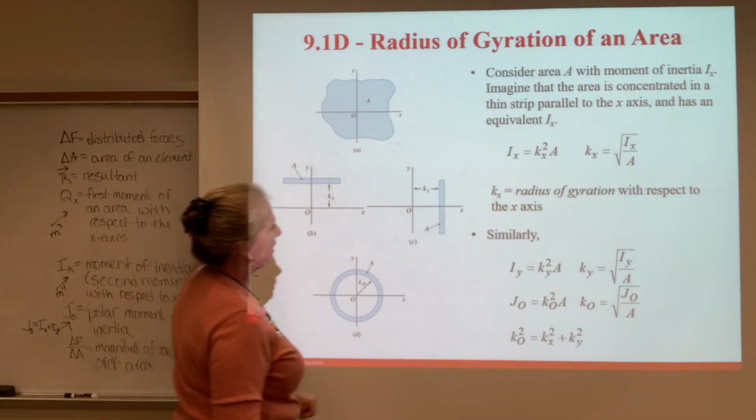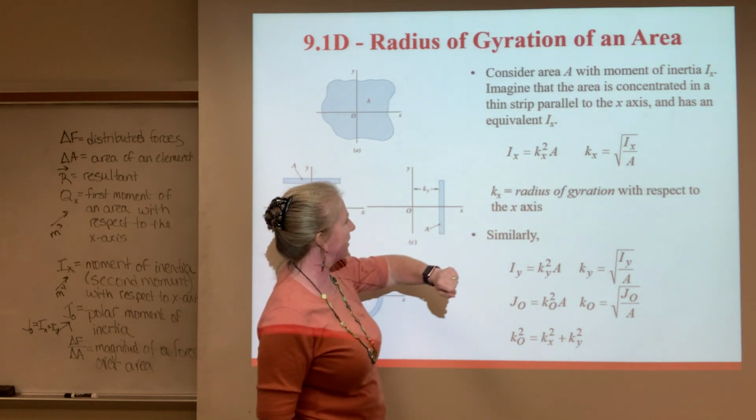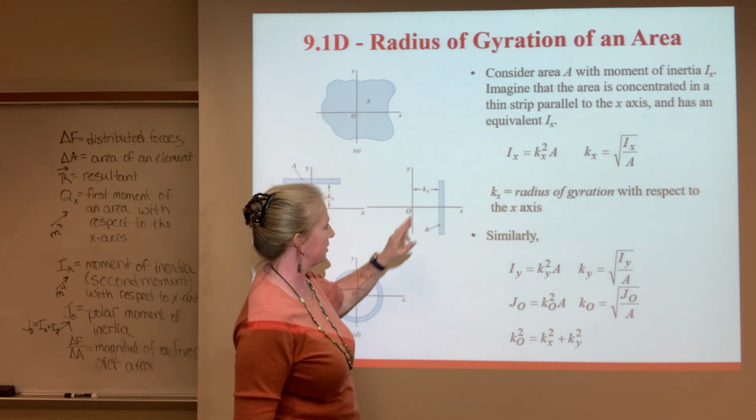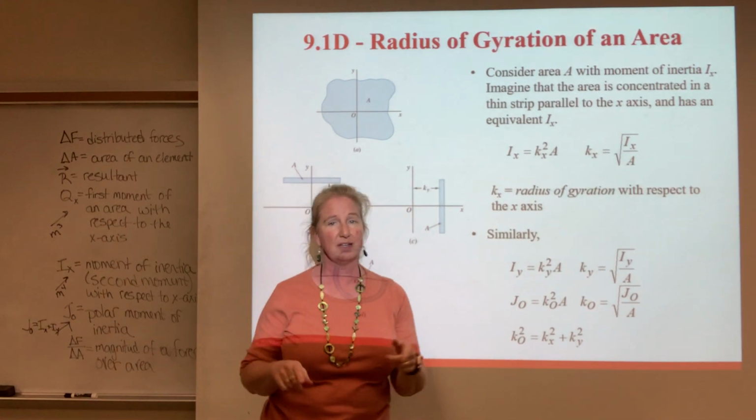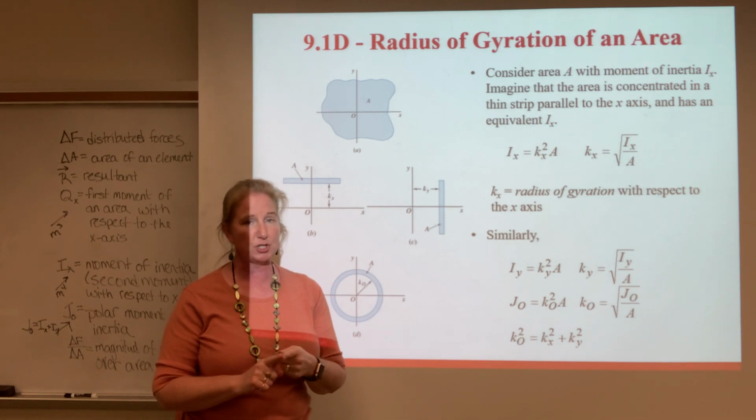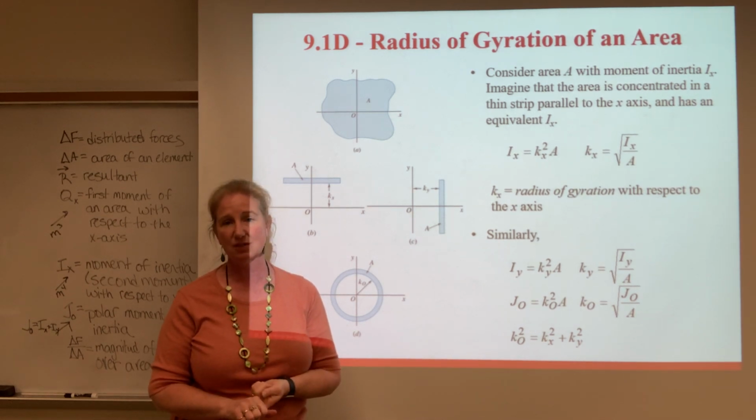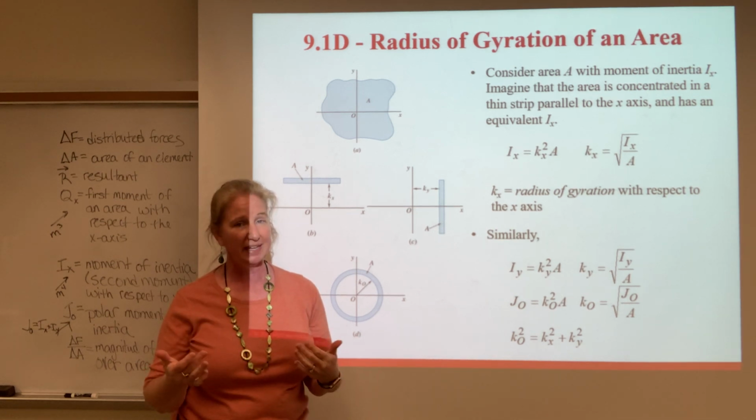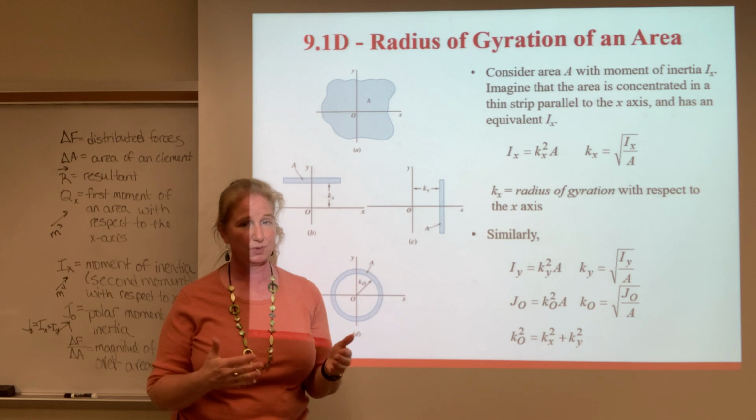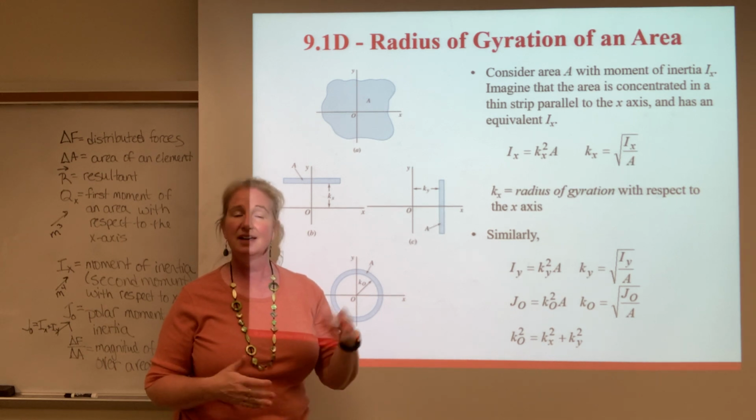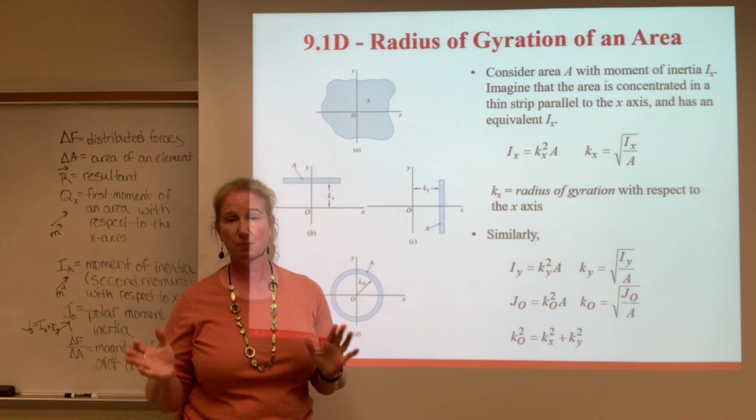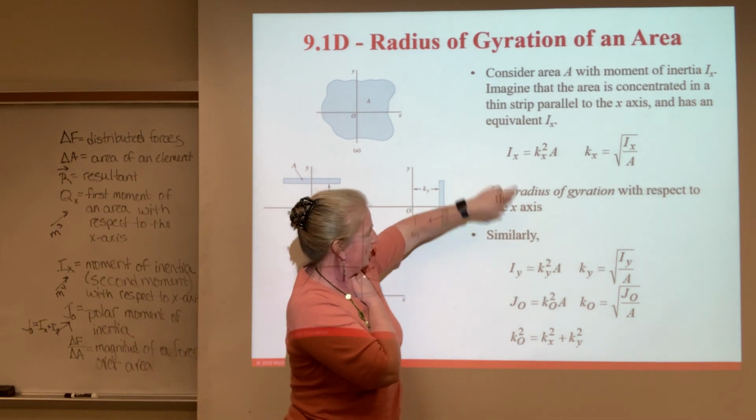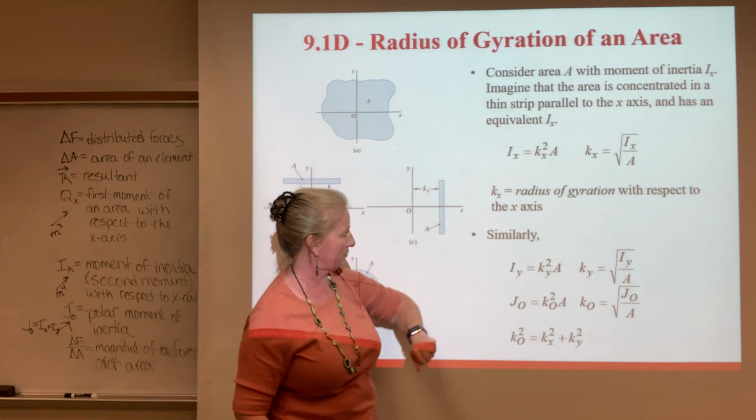So k sub x is with respect to the x-axis, and I have k sub y with respect to the y-axis. Let me say it one more time. The moment of inertia depends on which axis we're referencing. If we have a shape, it depends on how far away it is, and on which axis we're referencing. The distance to x and the distance to y are probably different. So we see the same relationship whether we're referencing x or y.